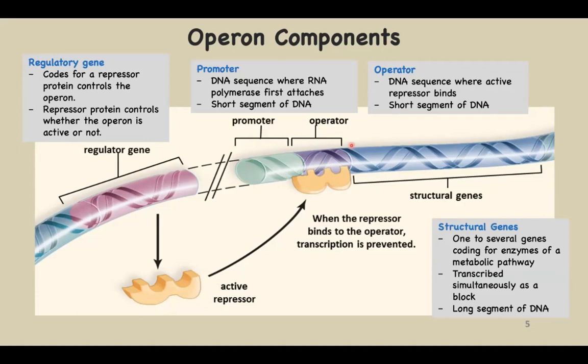So this is the binding site, the active repressor binding site, dekat sini. Okay, when the repressor is active, dia akan bind to the operator to prevent the transcription from happening. Okay, the last one is the structural genes.